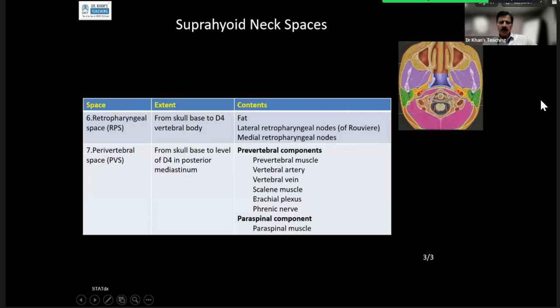Basically, I'm going to cover perivertebral space next time. But having said that, today we are going to learn how to differentiate whether a mass is in the retropharyngeal space, which is here, versus the prevertebral component of the perivertebral space. So that's why I went into a bit of details here.